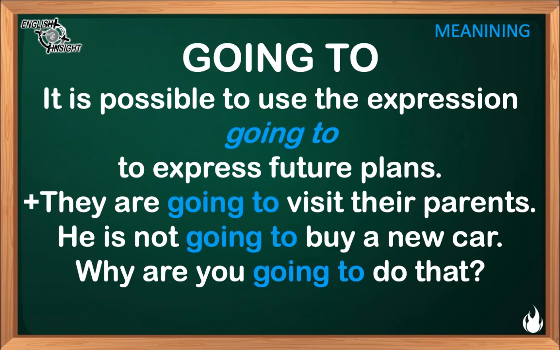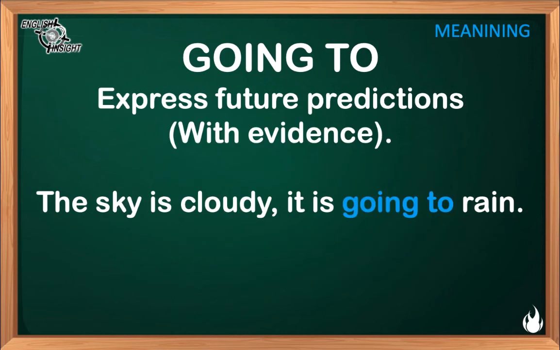On the other hand, the expression going to is also used to express future predictions with evidence. For example, the sky is cloudy. It is going to rain. We can say it is going to rain because we have certain evidence at hand.